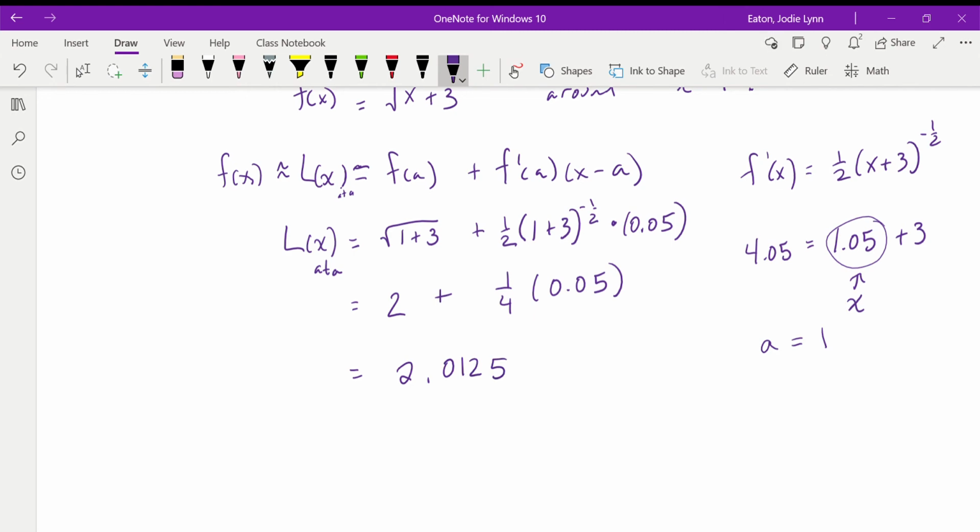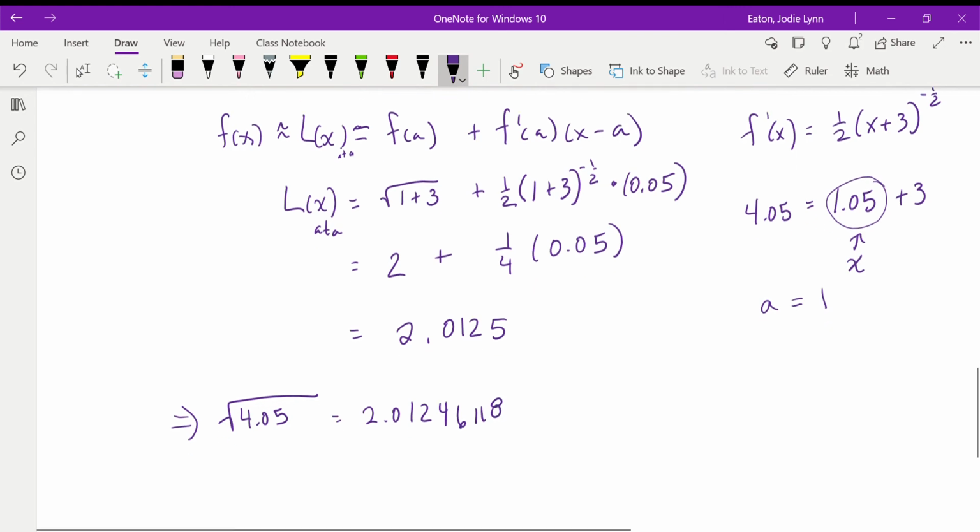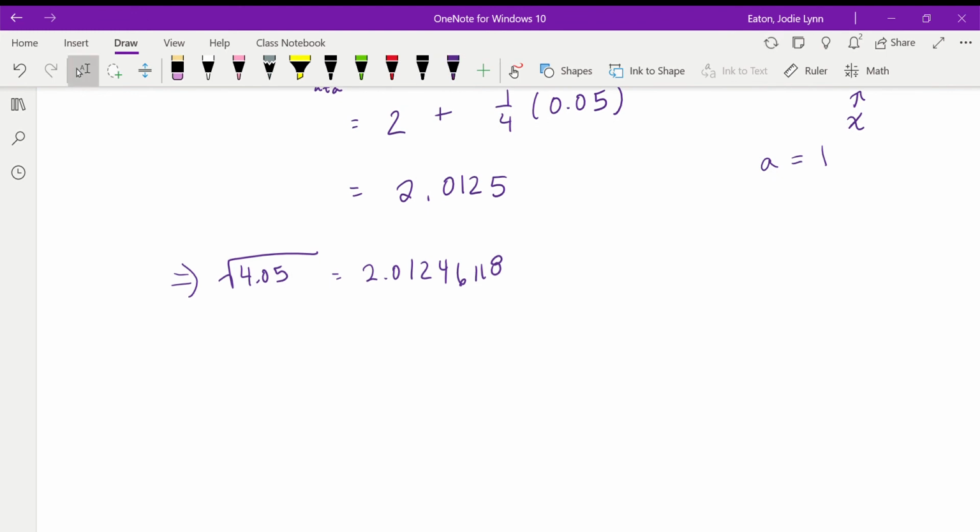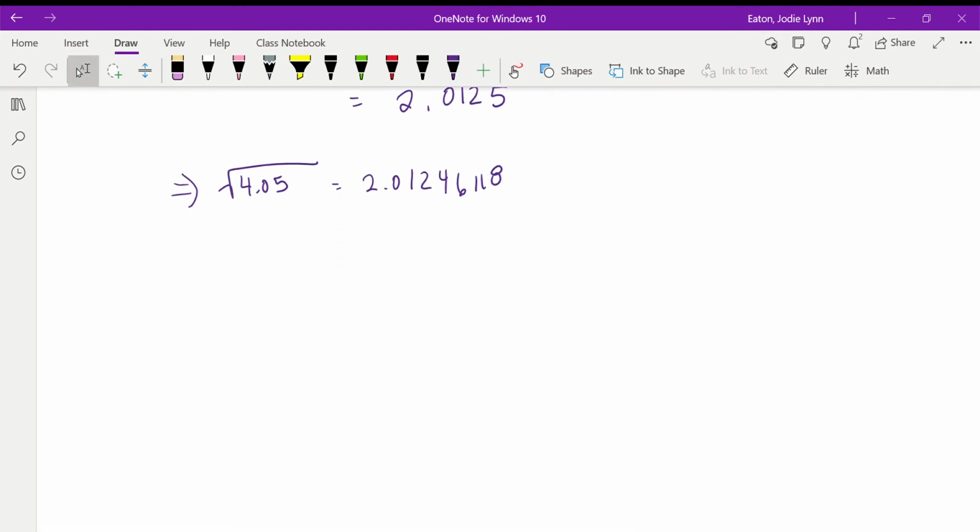And so if we were to check that using a calculator, the square root of 4.05 is actually equal to 2.012461118. So it's actually accurate to 4 decimal places, which is pretty impressive. Okay, let's try a quadratic approximation and see if that is any more accurate.